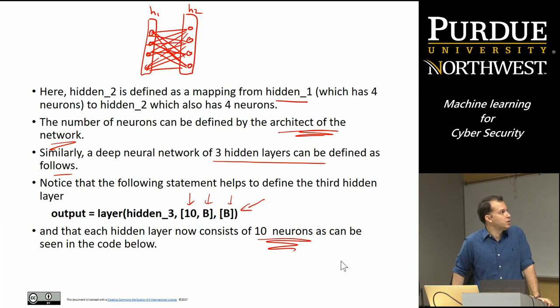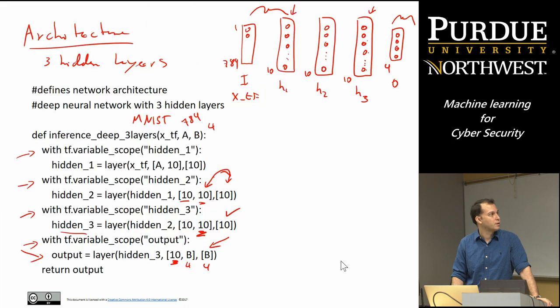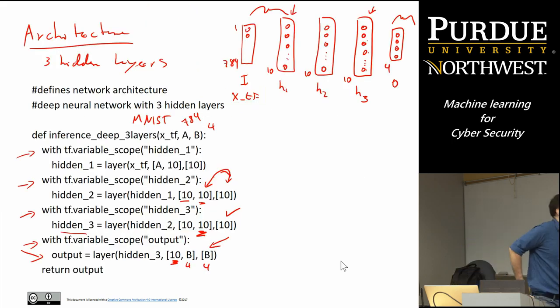So here, hidden 2 is defined as a mapping from hidden 1, which has 4 neurons, to hidden 2, which also has 4 neurons. The number of neurons can be defined by the architect of the network. That's you. Similarly, a deep neural network of 3 hidden layers can be defined as follows. Notice that the following statement helps to define the 3rd hidden layer, which is like that. So this is another example.